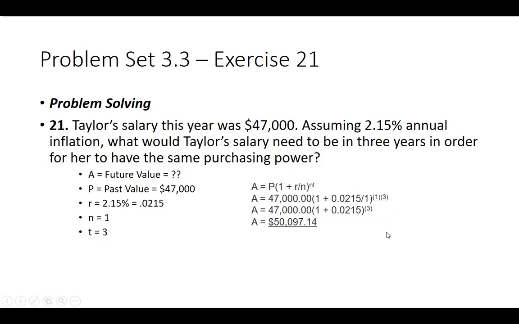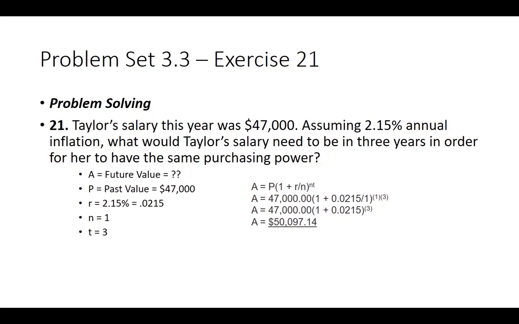Number 21. Taylor's salary this year was $47,000. Assuming 2.15% annual inflation, what would Taylor's salary need to be in 3 years in order for her to have the same purchasing power? So Taylor's salary this year, the earliest value we have in the problem, is 47,000. That's P. That's the past value. The future value is unknown. That'll be the salary 3 years from now.